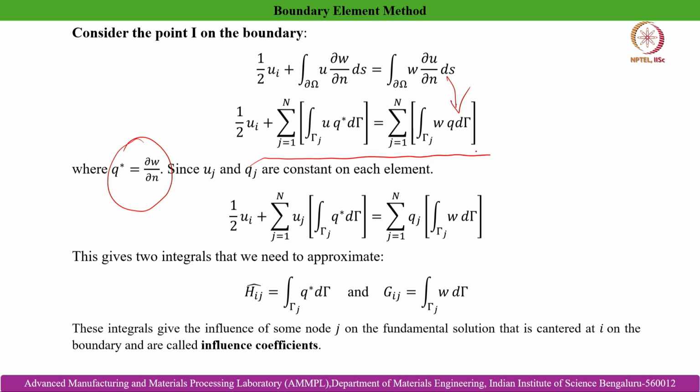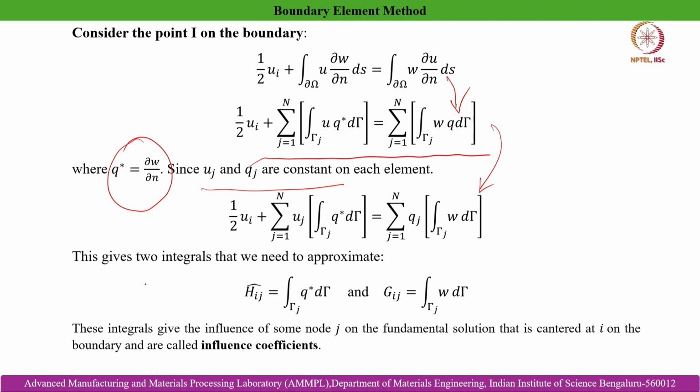Since u j and q j are constant on each element, we can effectively write this expression as half u i plus summation of j equal to 1 to n of u j, because u j and q j are constant. So they come out of the integration: summation of the integral over tau j of q asterisk d tau is equal to summation of j equal to 1 to n of q j, which also comes out of the integration because it is constant, times the integral over tau j of w d tau.